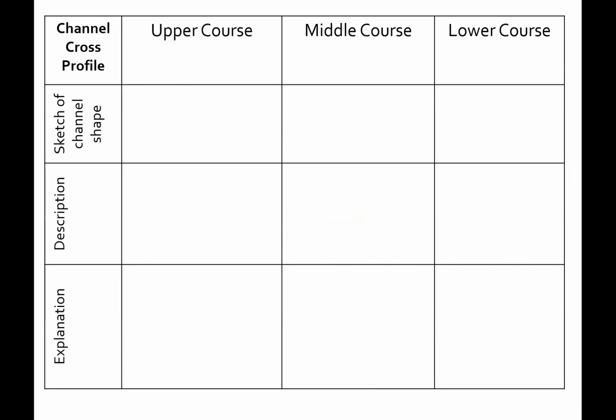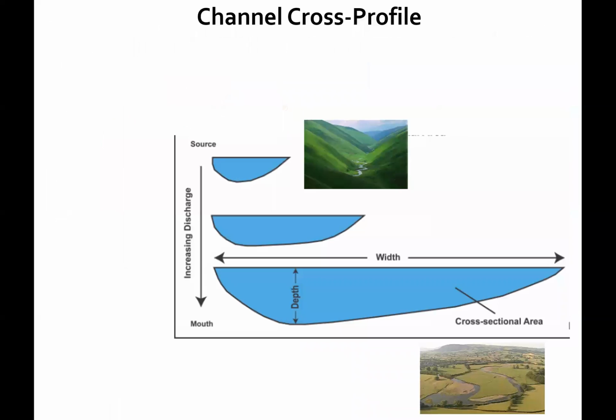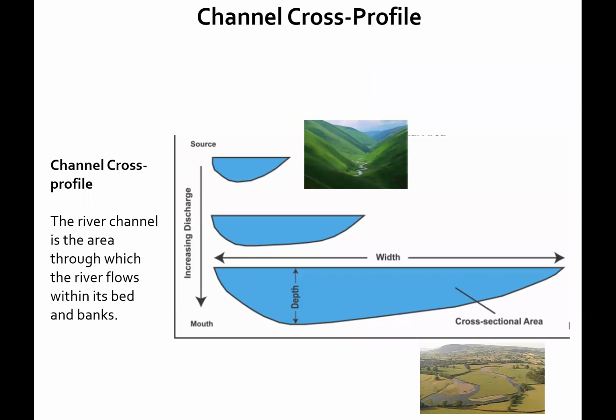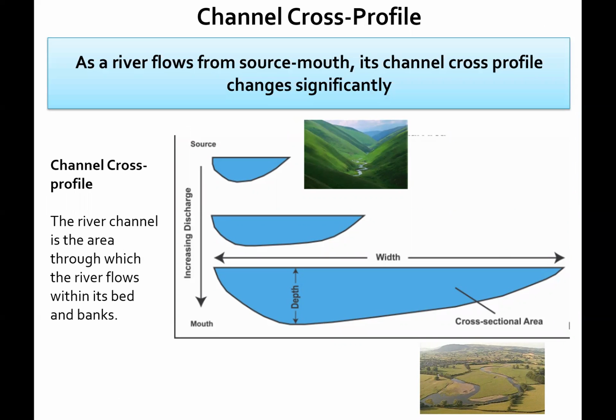So in your books, can you please draw this table? I reckon you need probably half a page. So in this table, I'm going to do a sketch. We're also going to do a description and an explanation of how that channel cross profile changes in the upper course, the middle course, and the lower course. So these are some of the diagrams you can use to fill in that top section.